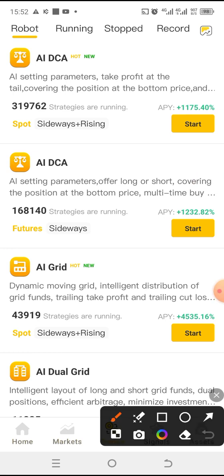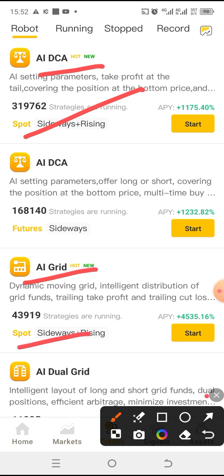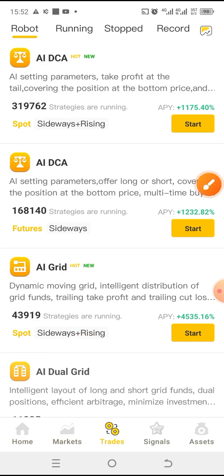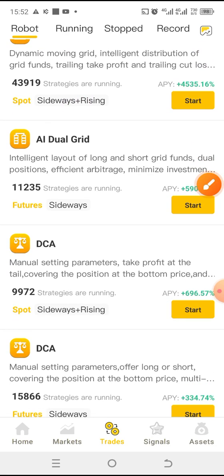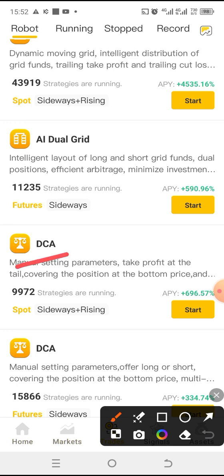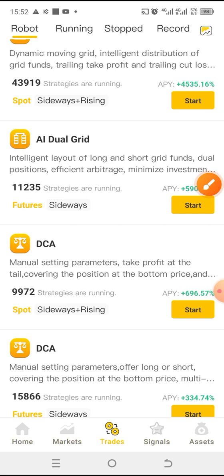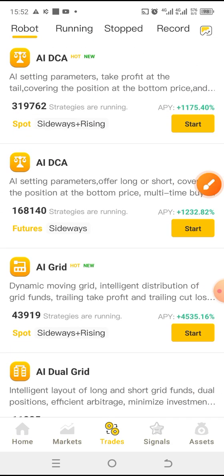So here are the three spot robots that you can trade with manually according to them, but I would say semi-auto. This is spot. This is one robot called AIDCA, and we also have another one. This is spot, AI Grid, and it is spot also. The third one is DCA, and it's also spot. So, what are the differences between these robots?